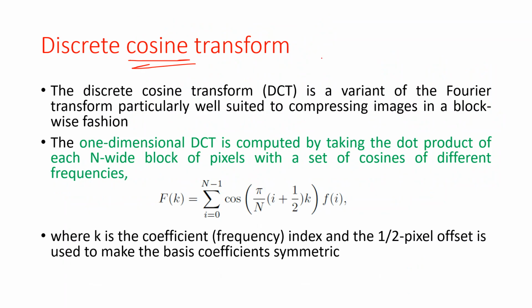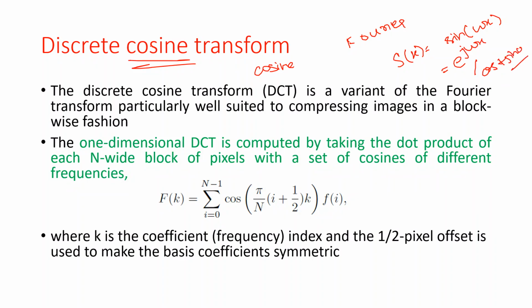So the discrete cosine transform will focus only on cosine. In Fourier transform, we represent S of x in sinusoidal form, as e power minus j, which is nothing but cos plus sine, right? So I'm going to focus only on cosine, and that is known as the discrete cosine transform.